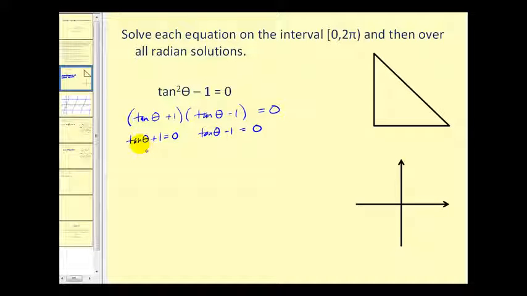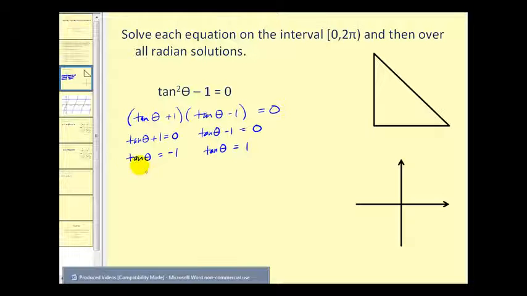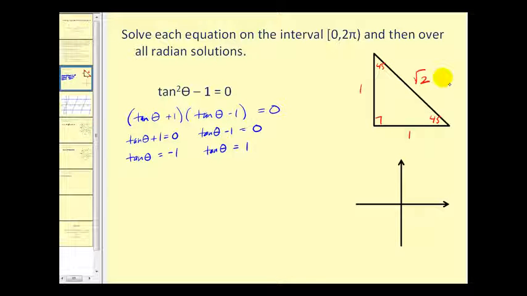So if we solve each of these equations for tan theta, tan theta equals negative 1, or tan theta can equal positive 1. Well, having a tangent function value of 1 or negative 1 should remind us of a 45-45 reference triangle, because the tangent of a 45-degree angle is equal to 1. So we can obtain a value of negative 1 based upon the quadrant we're in. What this tells us is our reference angle will be 45 degrees.